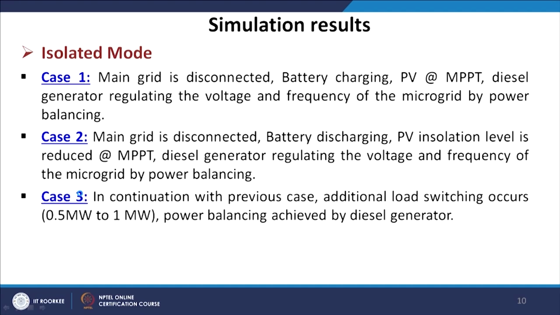Now, the third case, in continuation with the previous cases that we have analyzed, PV may operate with MPPT or without MPPT. Under those circumstances, the load will be allowed to increase from 0.5 megawatt to 1 megawatt and power balancing is done by the diesel generator. So, we would like to see, with two different cases, case 1 and case 2, if the load is changed suddenly from 0.5 megawatt to 1 megawatt, how the system is going to behave.